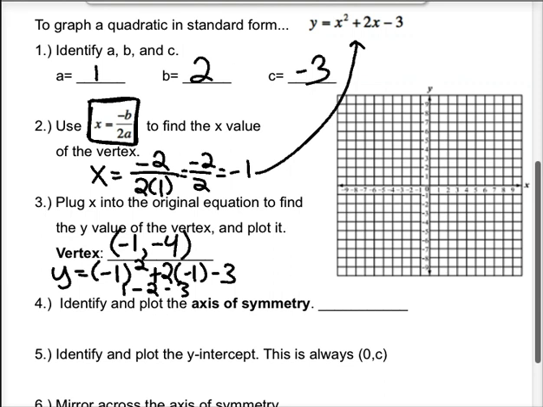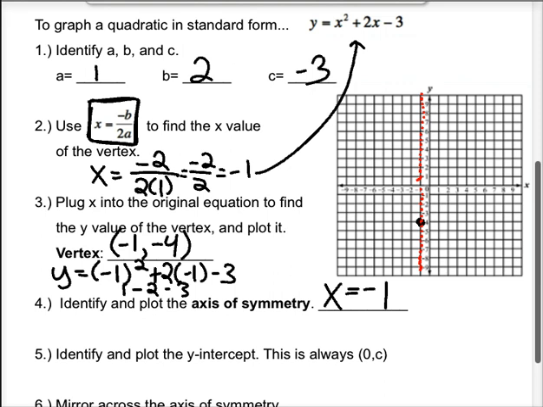All right, and now I'm going to plot that vertex. Negative 1, negative 4 puts me right there. Okay, and then, as you know, that x value is our axis of symmetry. So the axis of symmetry is going to create symmetry for our two sides. Is how we're going to graph it.